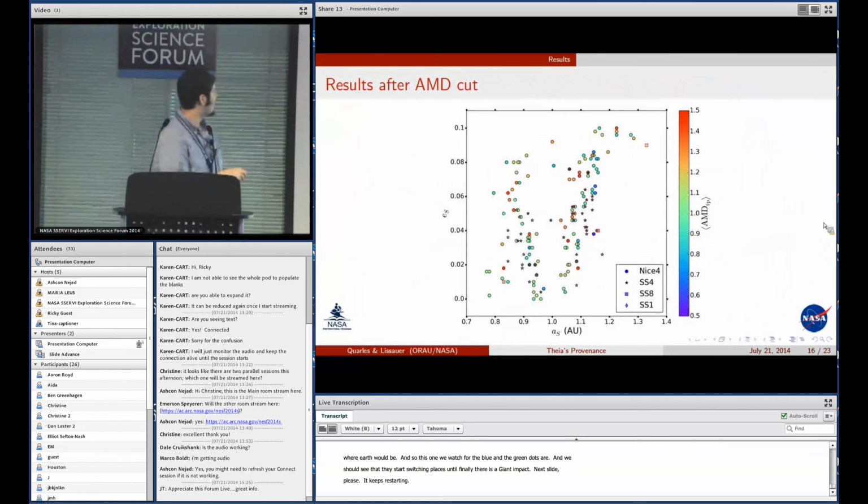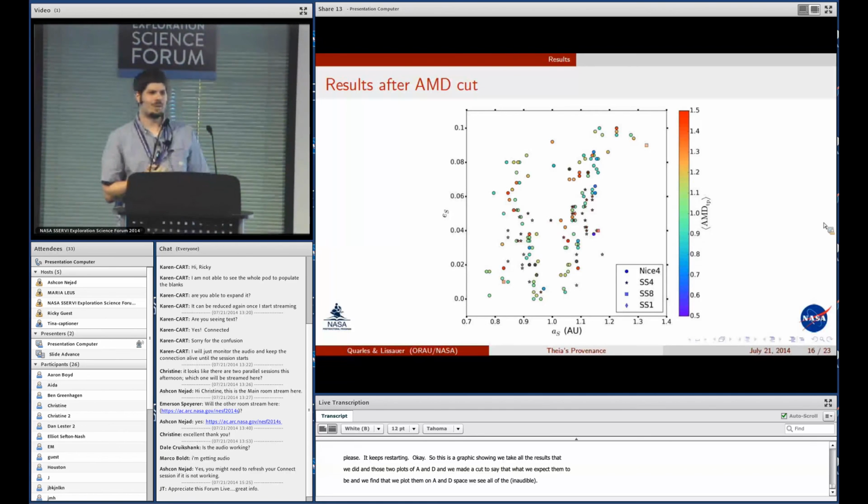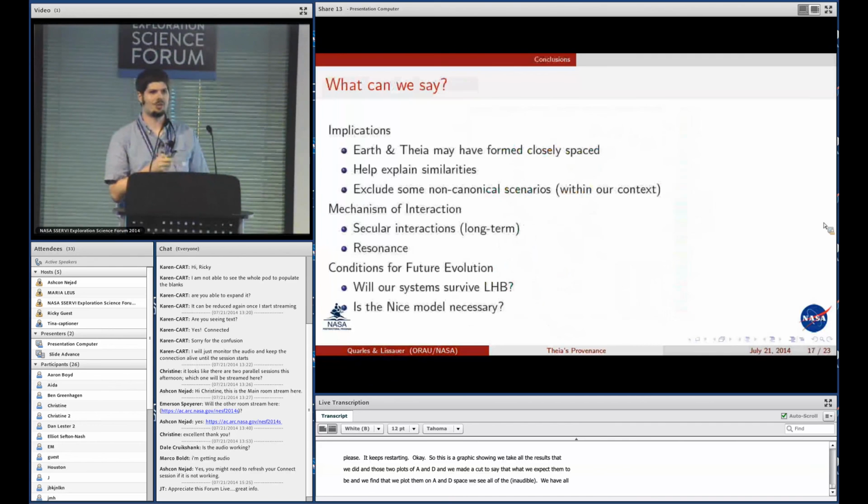Okay, and so this is a graphic showing we take all the results that we did in those two big plots of A and B, and we made a cut to say what we expect them to be. We find that if we plot them back in AE space, all the successes we have fall on these two lines here. And so this leads us to believe that if we were able to go back and say there's a source region for the impactor, it must be near where the Earth formed.